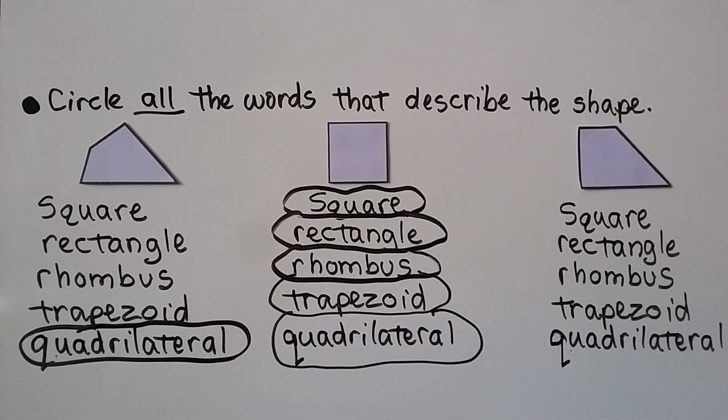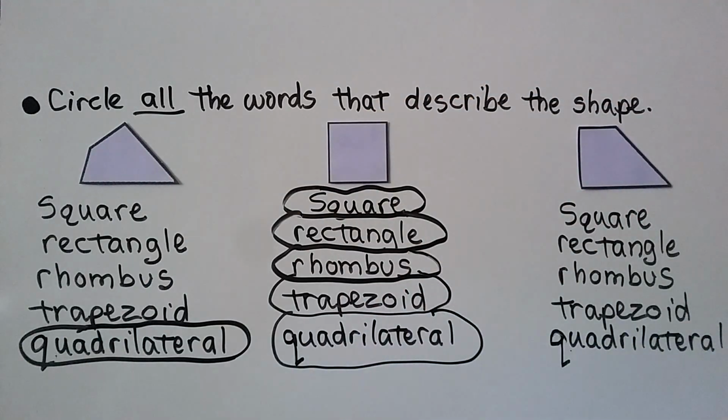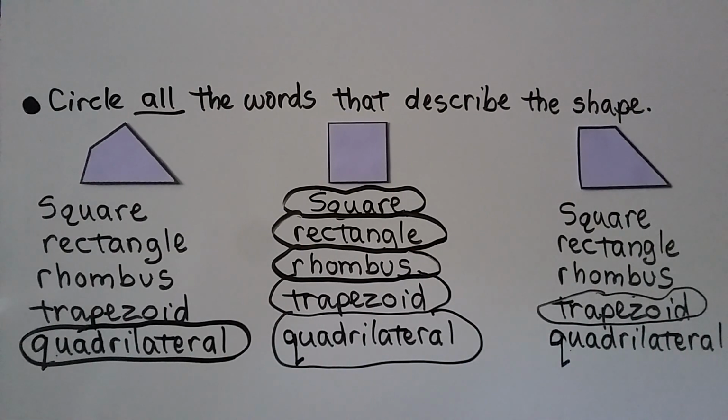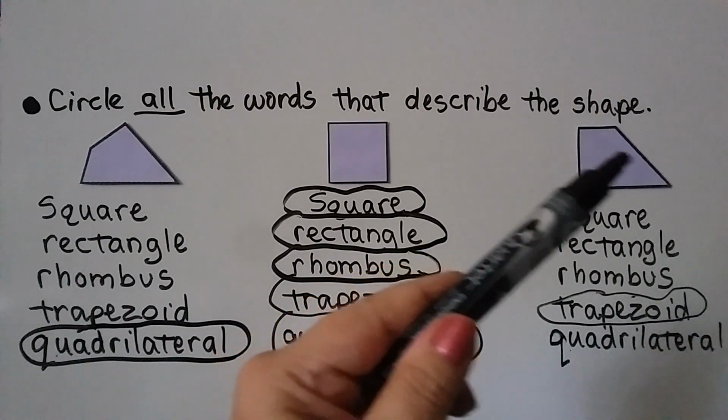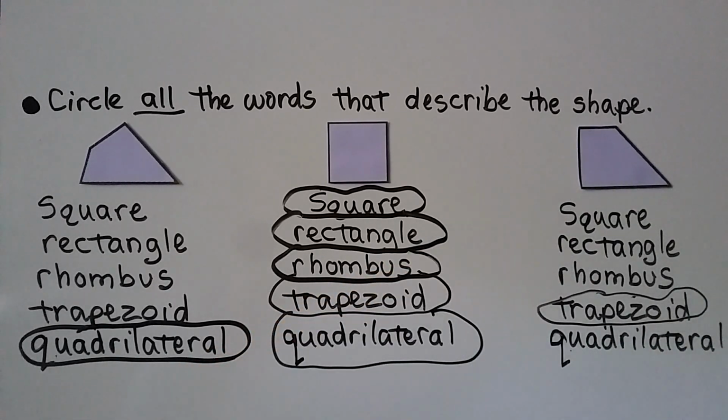Is it a trapezoid? Does it have at least 1 pair of opposite sides that are parallel? Yes, the top and the bottom. So it could be considered a trapezoid. Is it a quadrilateral? Does it have 4 sides and 4 angles? Let's count. 1, 2, 3, 4 sides, and 1, 2, 3, 4 angles. So yes, it is a quadrilateral.